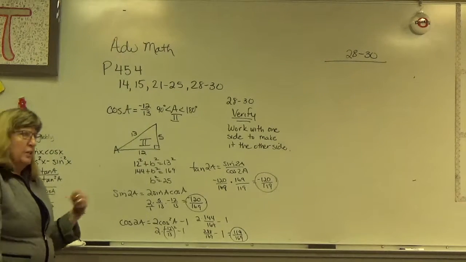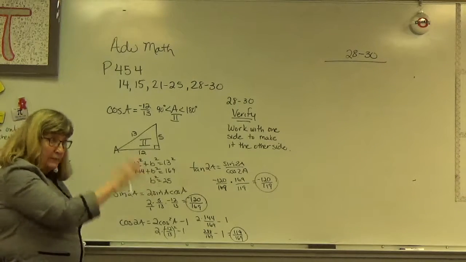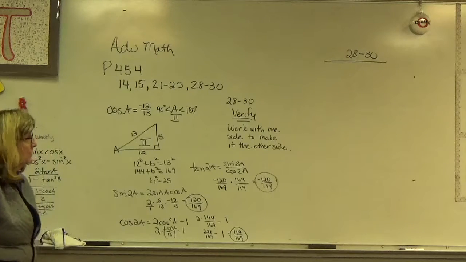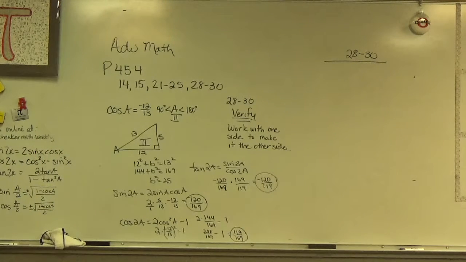Can't you work with either side? Yeah. You can make the right look like the left, or the left look like the right, but you only have to work with one side. So 28 through 30 we're going to be verifying. And I thought we'd just pick one from here, not of your problems. So look at 31 through 35 and see what you think might be interesting, although avoid numbers 34 and 35 because they're triple angles.